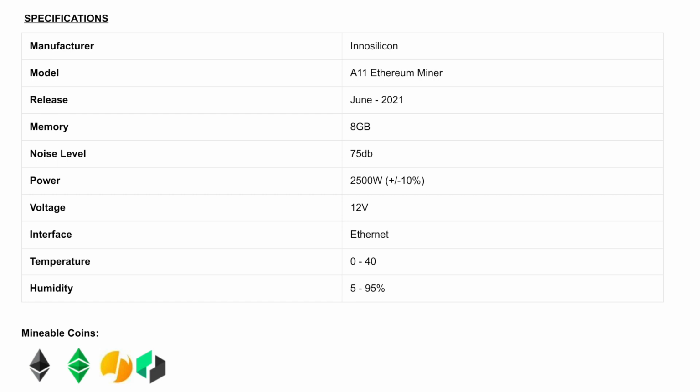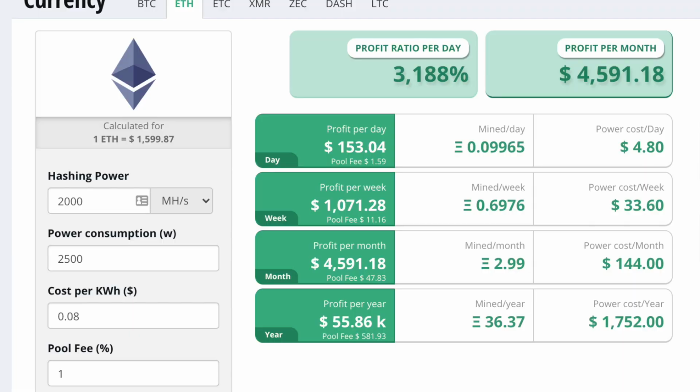Either way, if we look at this, 2,000 mega hashes at 2,500 watts. So if we quickly plug that into Crypto Compare, basically just a quick calculator, my cost per kilowatt-hour is 8 cents. So I'm gonna leave that in there. I'm gonna leave a 1% pool fee. In some cases, I think you can get 0 or even less than that, maybe half, or sometimes it's as high as 1.5%.